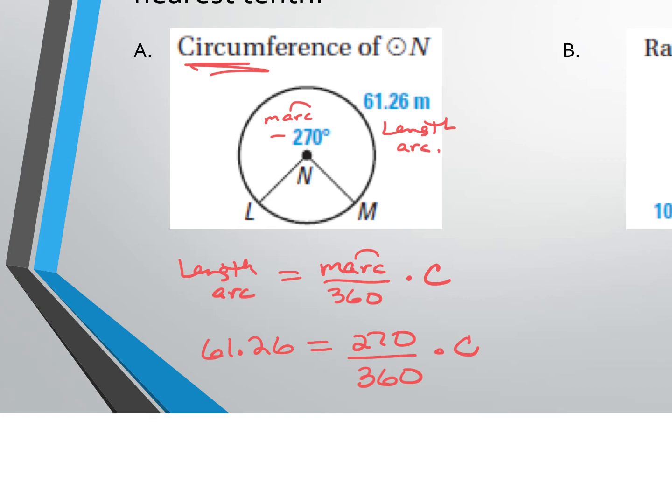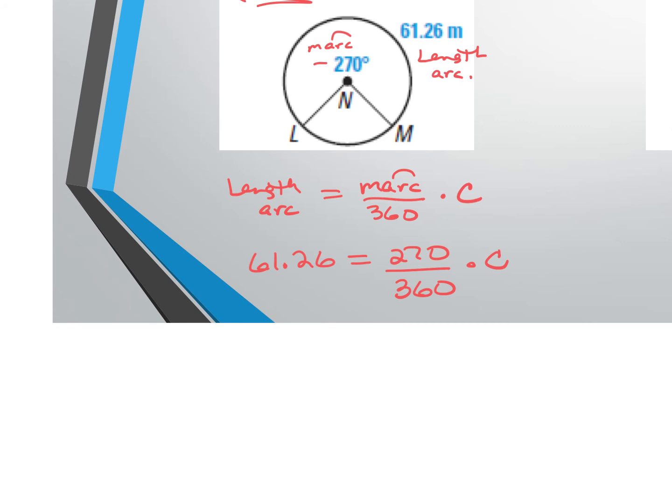Now, technically, since this is a calculator question, you could solve it this way. You could say, okay, I need to get C by itself. I'm going to times both sides by 360 to get rid of that. Get that answer, and then divide by 270. But let me go ahead and do it, and then I can show you another way.